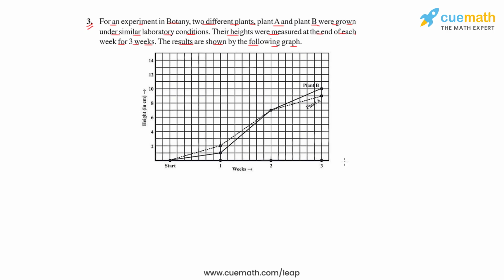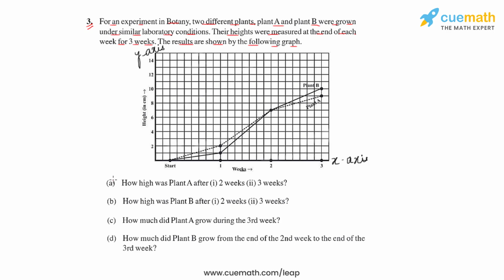So if we see this line graph, we see that the horizontal axis or the x-axis represents the weeks and the vertical axis or the y-axis represents the heights of these two plants in centimeters. So basically we'll have to observe this line graph and answer the questions that follow. Let us take the first set of questions on the canvas. In question A, we'll have to state the height of plant A after 2 weeks and 3 weeks.